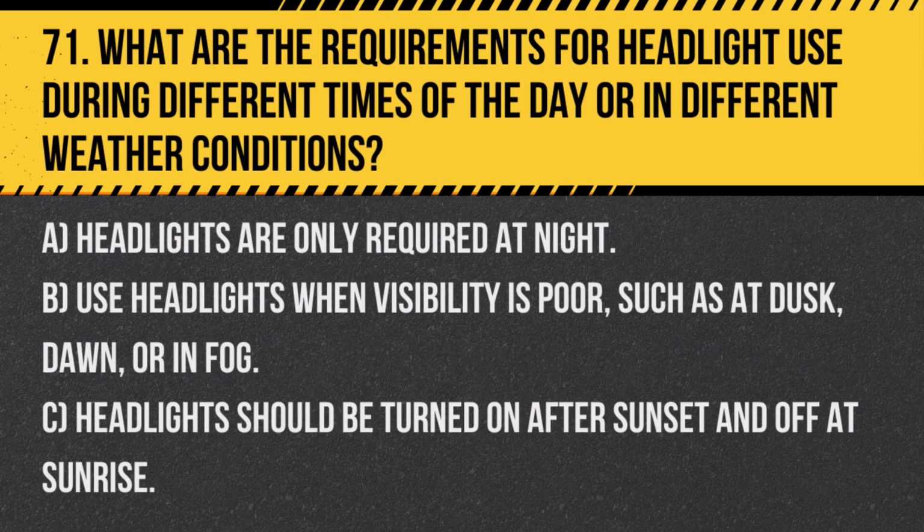Question 71. What are the requirements for headlight use during different times of the day or in different weather conditions? A. Headlights are only required at night. B. Use headlights when visibility is poor, such as at dusk, dawn, or in fog. C. Headlights should be turned on after sunset and off at sunrise. Answer: B. Use headlights when visibility is poor, such as at dusk, dawn, or in fog. This increases your visibility to other drivers.